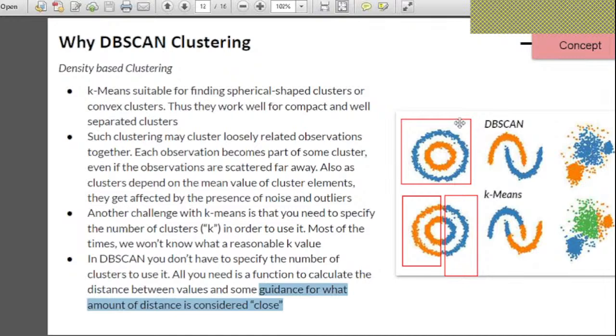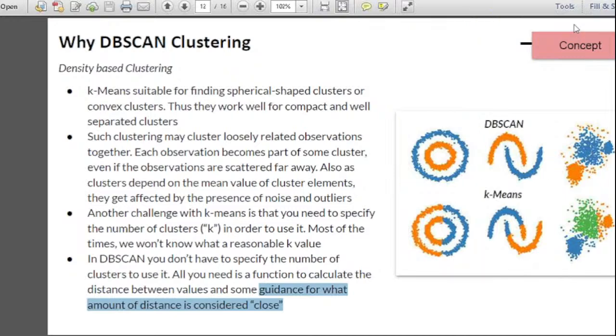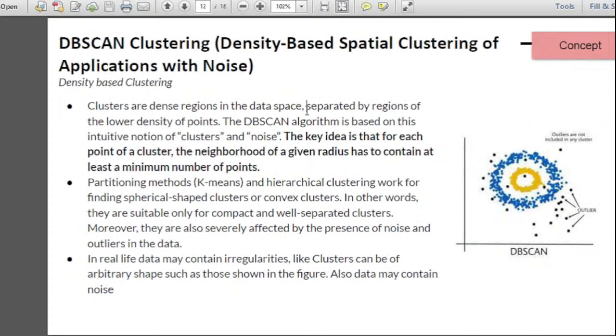These are some clusters which have different shapes, like this one. For those clusters, density-based clustering is better. Density-based spatial clustering for applications with noise, that is the full form of DBSCAN. Now, how does density-based clustering happen?